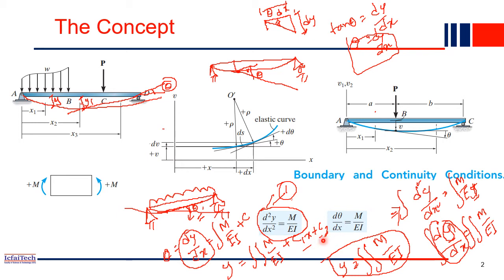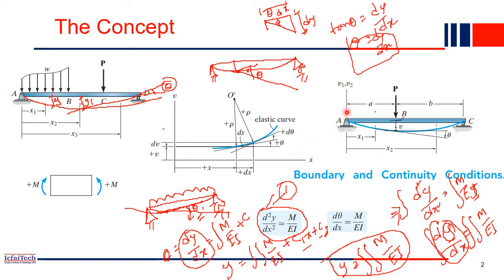So two constants you have. So how to find out these constant values c1 and c2? By applying the boundary and continuity conditions. So we have to apply boundary conditions now to calculate the c1 and c2 values. So what is a boundary condition? Boundary condition means at the boundary, what is the value.